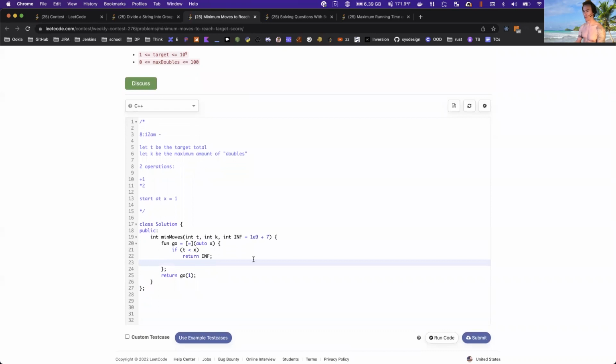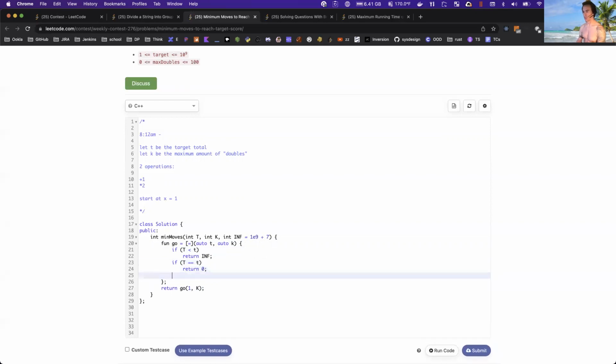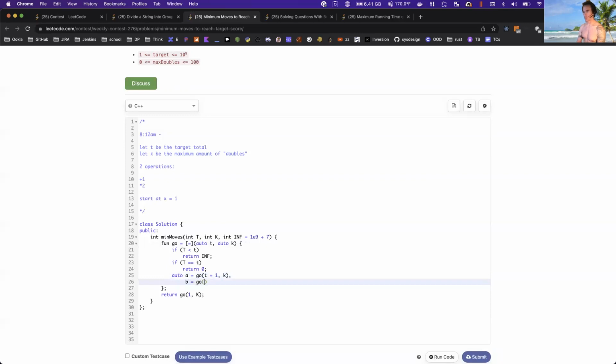Okay, so then the two possibilities is, hold on, x and then okay, and let's just make these uppercase T and make this lowercase t, 1 and then k. If t, it's our target, okay, t, return 0, okay, that's our target. Otherwise, a equals go t plus 1, k. That's the increment. Otherwise, b is t times 2, k minus 1.